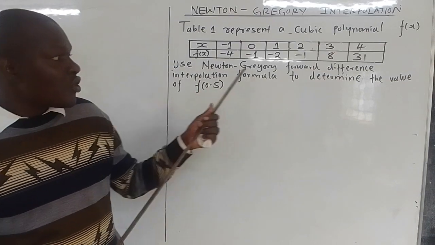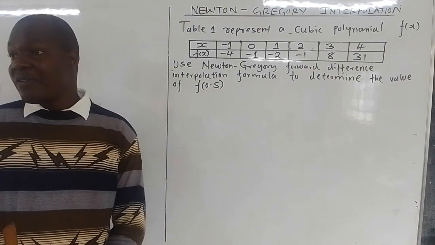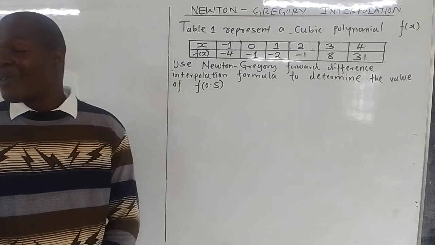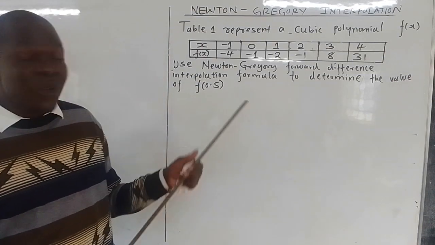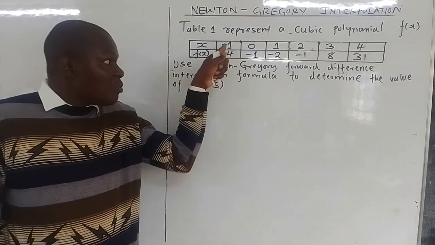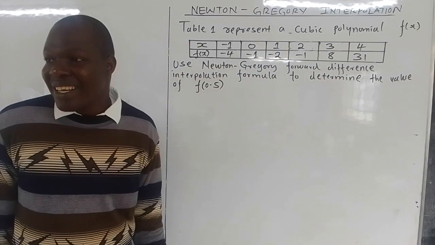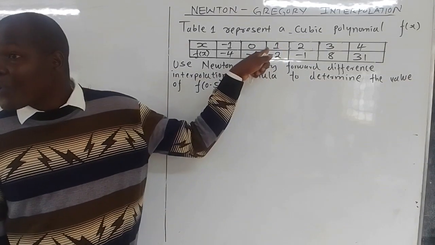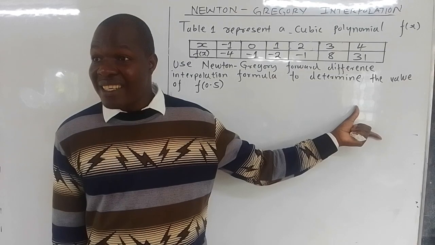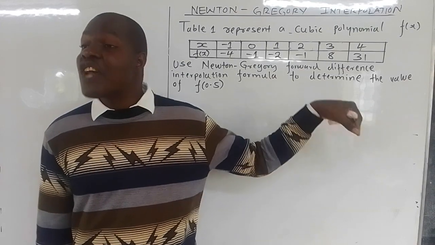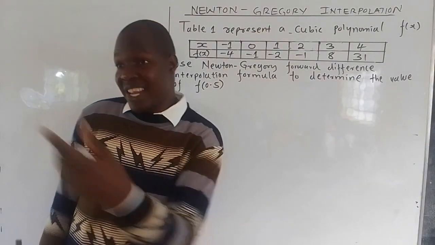Then you'll be told to use Newton-Gregory forward difference interpolation formula to determine the value of f of 0.5. If you are told to determine the value of f of 0.5, you don't need to form the interpolation polynomial, because if I look here clearly, I can see 0.5 is between 0 and 1. Meaning 0.5 is in the table. So if it is in the table, we don't even need the interpolation polynomial, we can get it directly. But in this case, we will just get the interpolation polynomial for the sake of explaining the concept, isn't it?